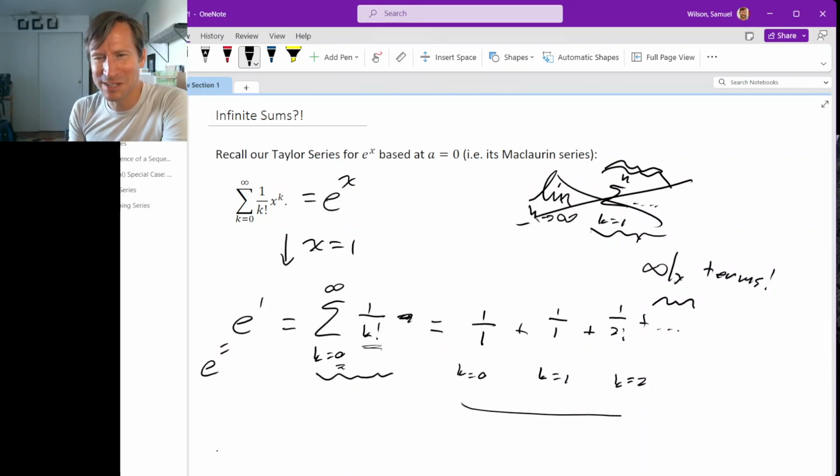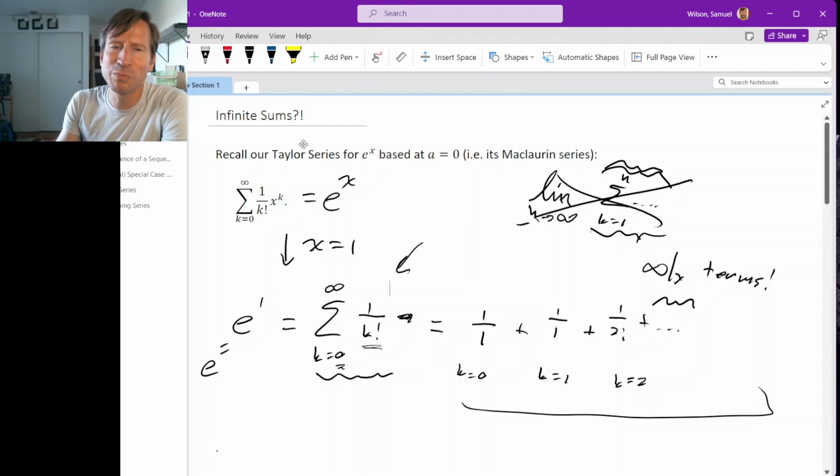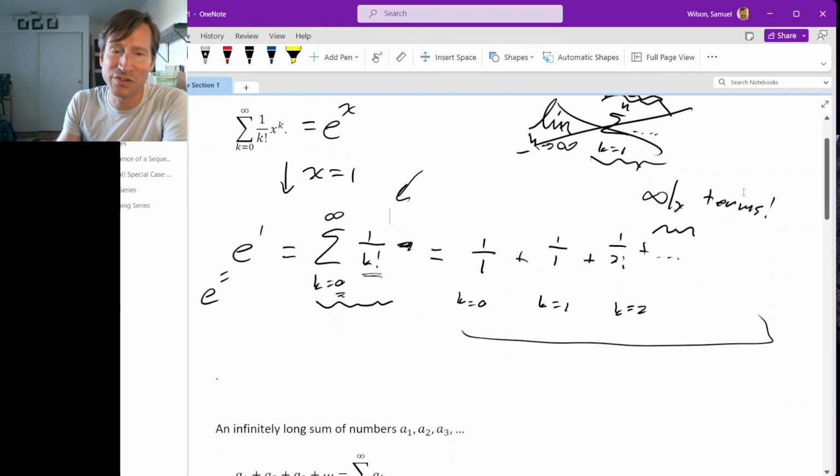Here we're genuinely trying to add up infinitely many terms. And so this is a new thing. We have to decide what this means. This clump of symbols has some intuitive meaning, but it doesn't really have precise mathematical meaning yet because we haven't defined exactly what it means. So let's be a little more precise about what we mean by adding up infinitely many things.